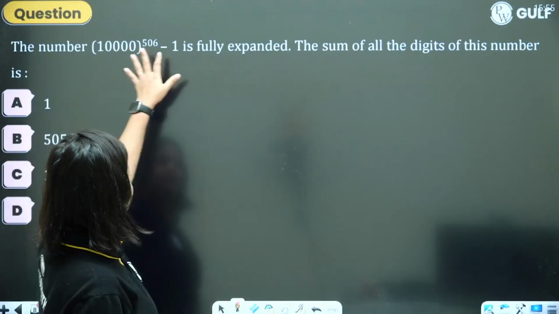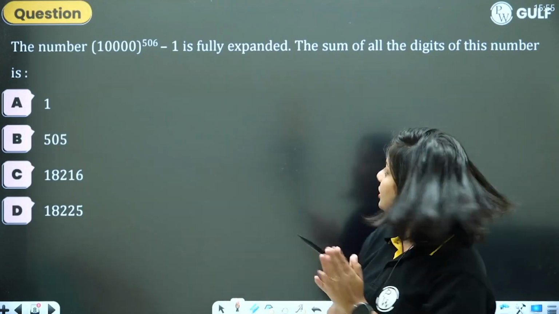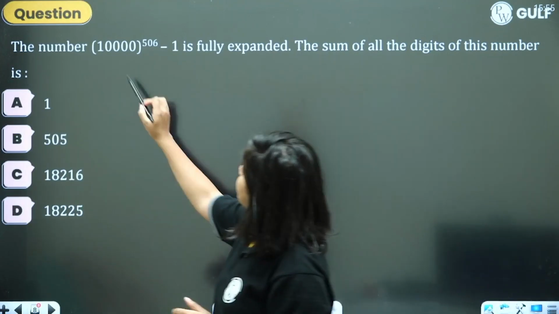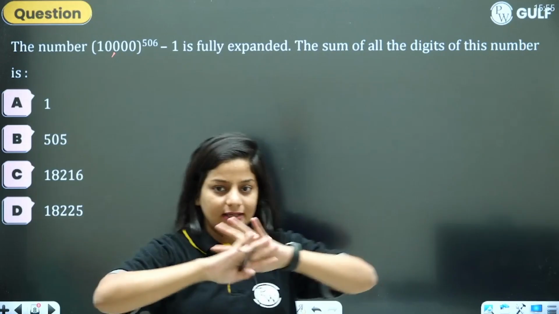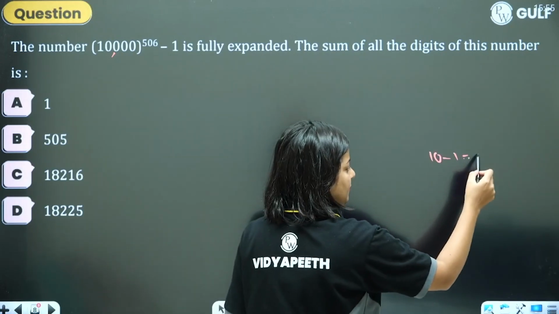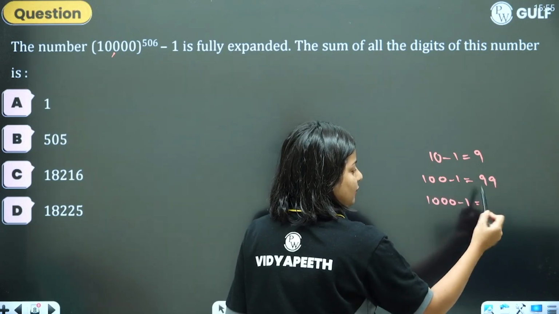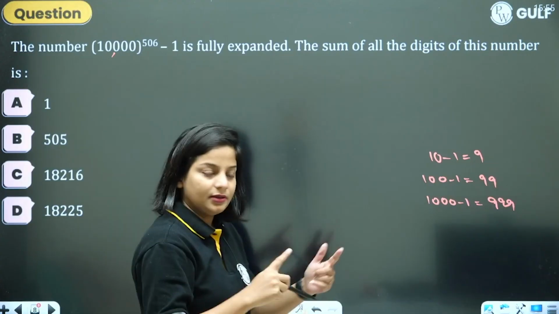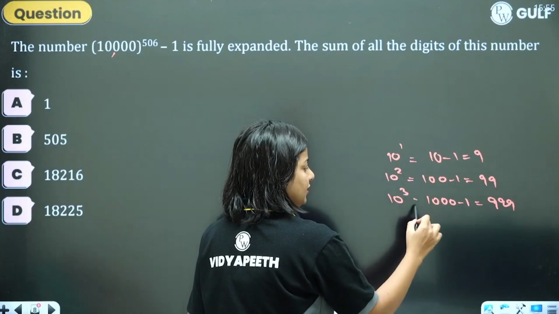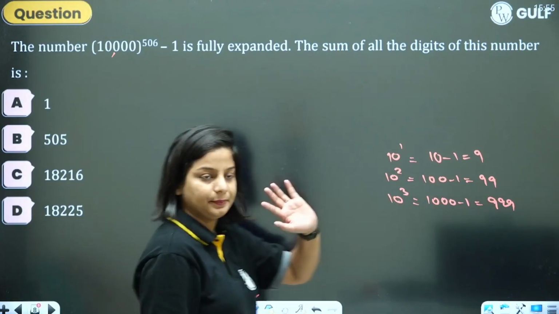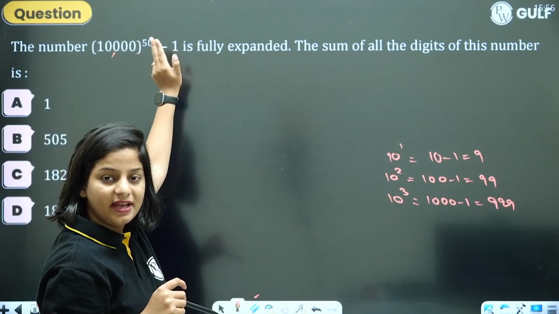The number, this is fully expanded. The sum of all digits of this number is what? You have to add up all the digits. Aha. This is 10,000 raised to 506 minus 1. Let's take a simple example. 10 minus 1 will be 9. 100 minus 1 will be 99. 1000 minus 1 will be 999. 10 raised to 1, 10 raised to 2, 10 raised to 3. So 10 raised to 3 minus 1 is 999. Similarly, now instead of 10 raised to 3, it's some number raised to 506, minus 1.